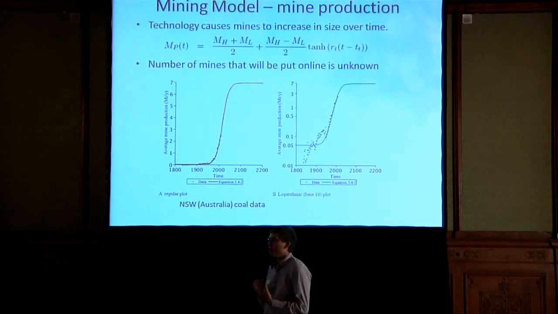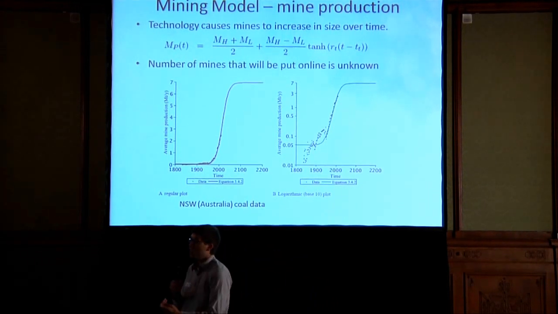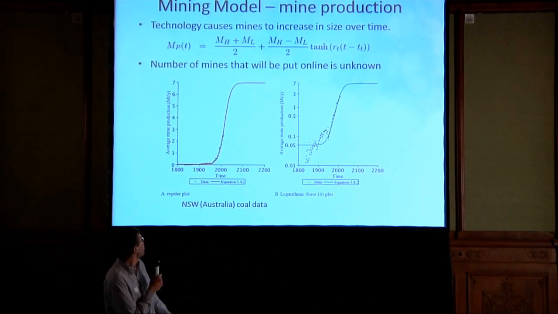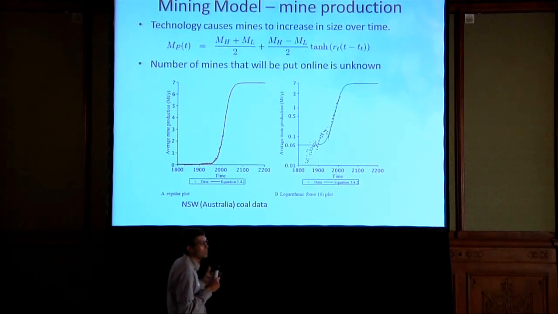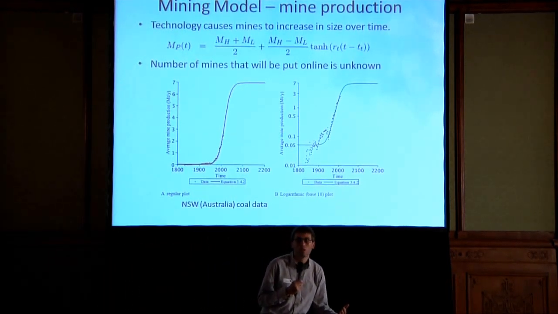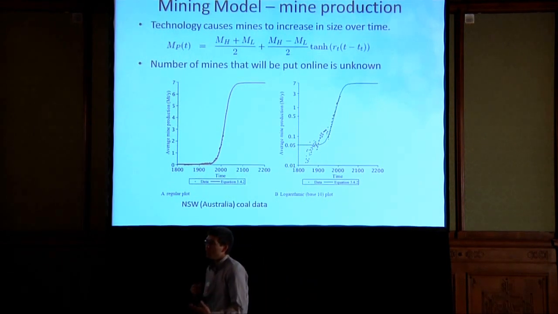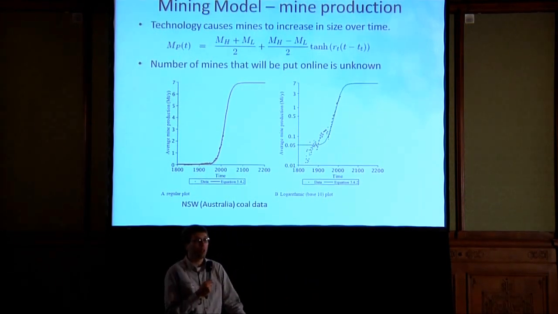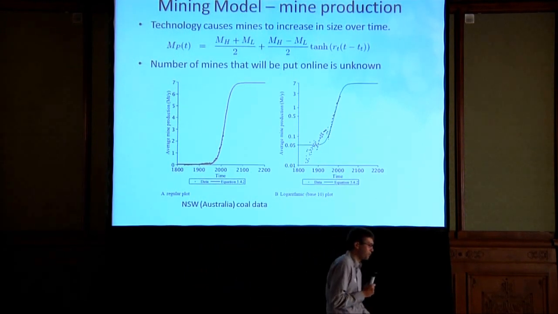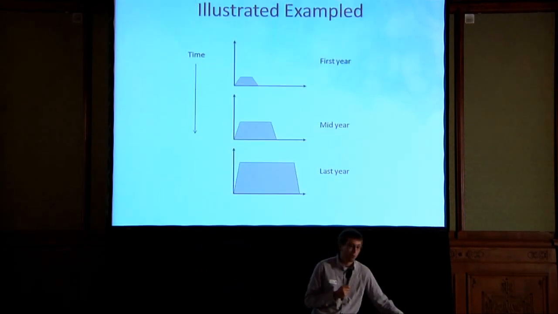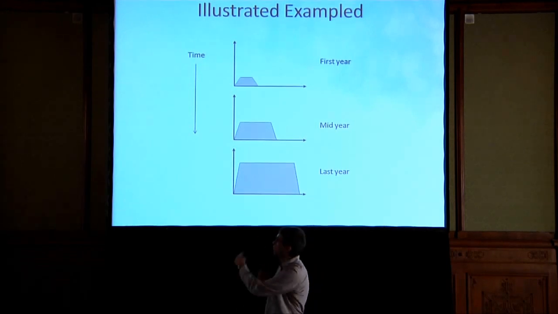Okay, I mentioned a technology function. It's just a tanh function, pretty mathematics, but all it is basically that over time, the size of the mines increases. Why do they increase? Basically because of technology. We get better at mining things. We get better at extracting the stuff, etc. And so basically that's what the model is doing.